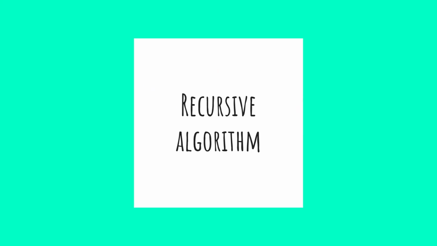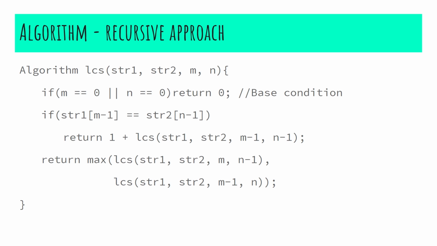Let's look at the recursive algorithm. We define the base case to return 0 whenever one of the sequences being compared is an empty sequence, which is determined by the value of m and n. Here m and n are the lengths of string 1 and string 2 respectively. Then we check the last character of both sequences. If they are equal, we recur for lengths m-1 and n-1, else if they are not equal, then we recur for the lengths m, n-1 and m-1, n, and we pick the maximum out of them.